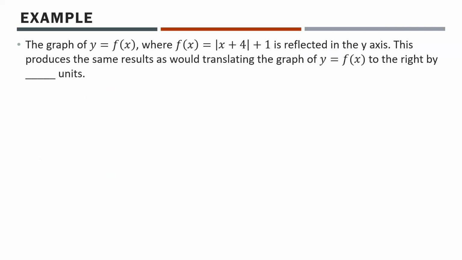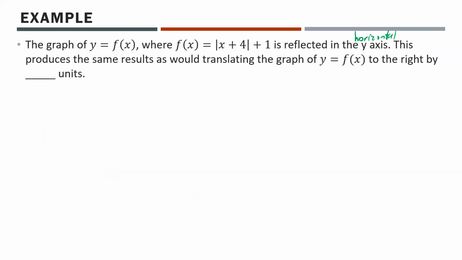The graph of y equals f of x, where f of x equals the absolute value of x plus 4, plus 1, is reflected in the y-axis. Okay, I'm going to pause right there. That's actually a horizontal reflection. Make note of that. It's easier, at least in my mind, to think of it as a horizontal than across the y-axis, but whatever floats your boat. So it's reflected in the y-axis, that's horizontal.